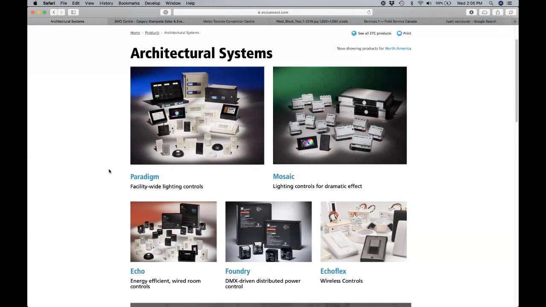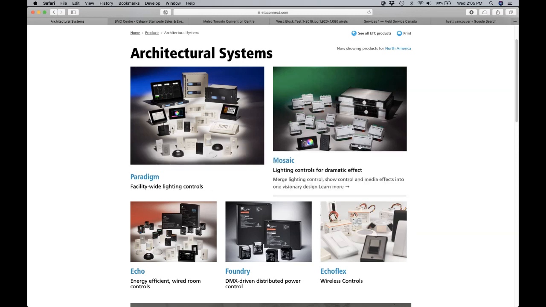They also have processors and software that are used for their lighting systems, both in commercial and architectural operations. They also do entertainment lighting controls with Paradigm as well. We'll talk about that a little bit more when we get into our commercial venues.